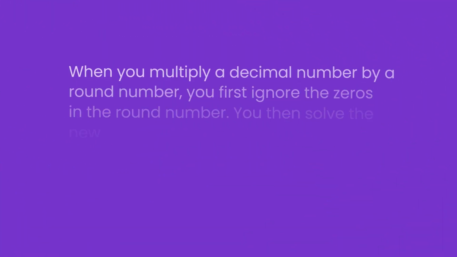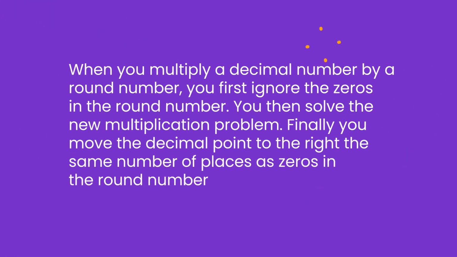When you multiply a decimal number by a round number, you first ignore the zeros in the round number. You then solve the new multiplication problem. Finally, you move the decimal point to the right the same number of places as zeros in the round number.